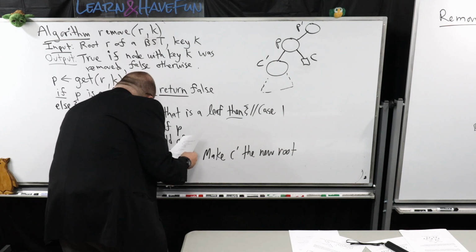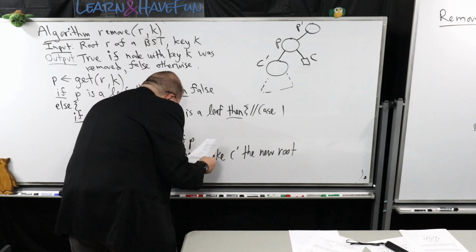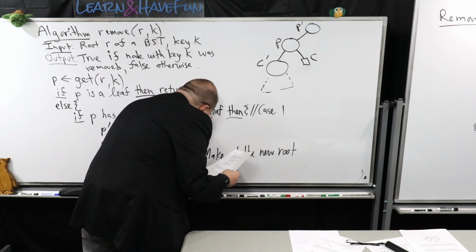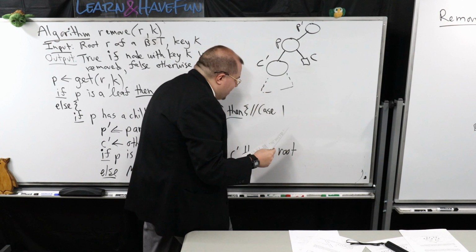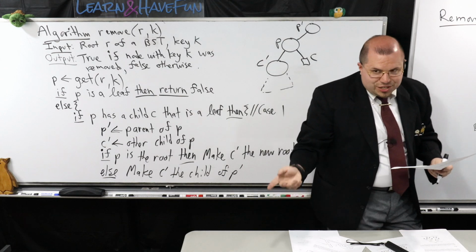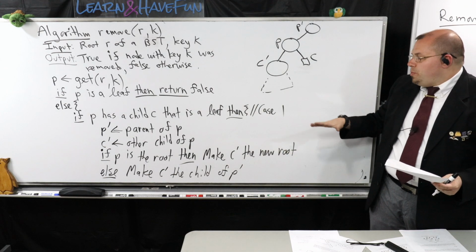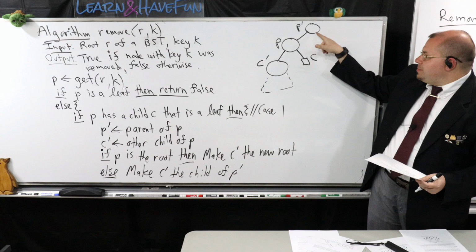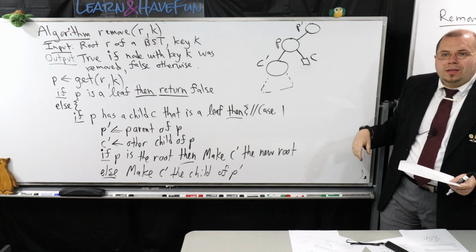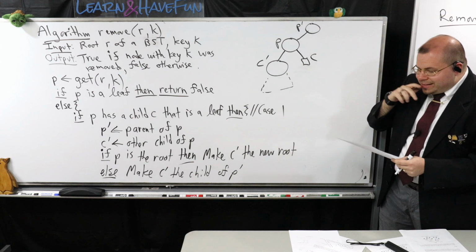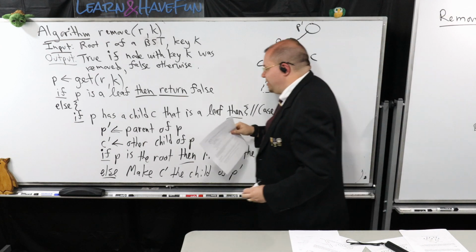Otherwise, you're going to make C prime the child of P prime. Now, note that you will have to figure out which one. Is it the left child or the right child? So when you do this step, you're going to have to determine if P was on the left or on the right of P prime. Okay? So this is case 1. So this is the end of case 1.